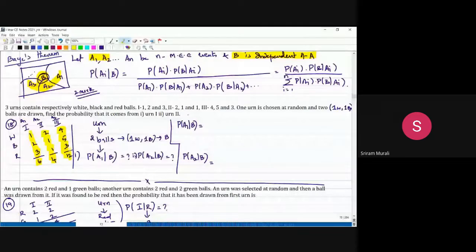Now what are they telling? One box is taken at random. One urn is taken at random, from which they draw 2 balls. The 2 balls, they are telling the color: 1 white and 1 black. What is the chance it is from box 1, I mean urn 1, as well as box 2? So these 2 questions you have to answer.